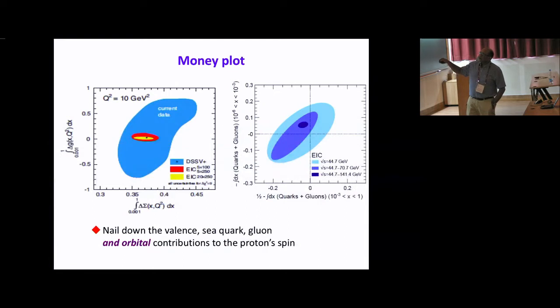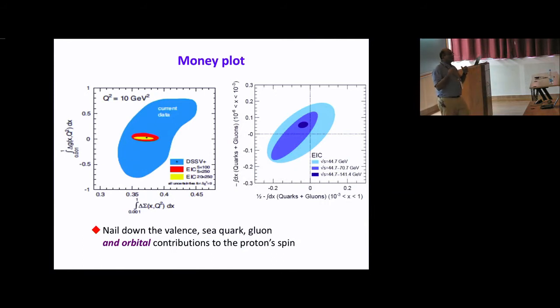Now, you can ask, how does this constrain the angular momentum distribution? Remember, the spin of the proton is the sum of the spin of the quarks, the spin of the gluons, and the orbital momentum of the quarks and gluons. So that's this 1/2 minus this, okay? That's plotted here for different x ranges. And you see that it's going to nail it down to this very, very small window here.